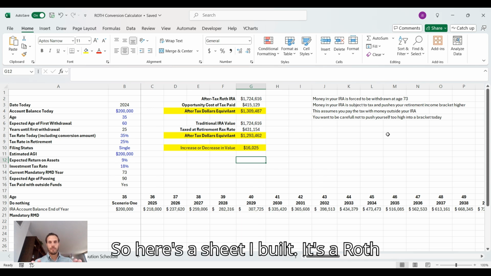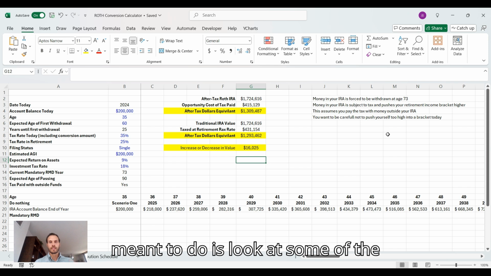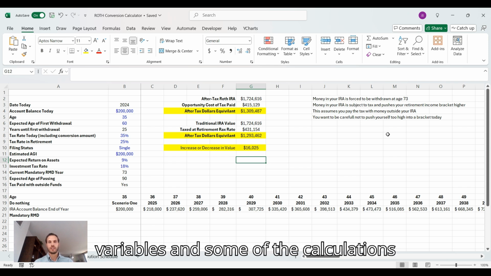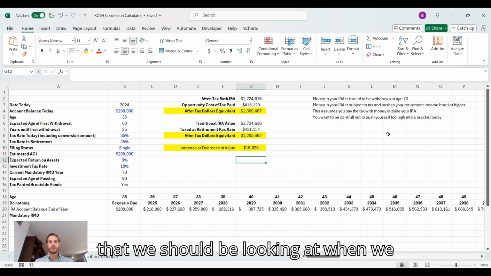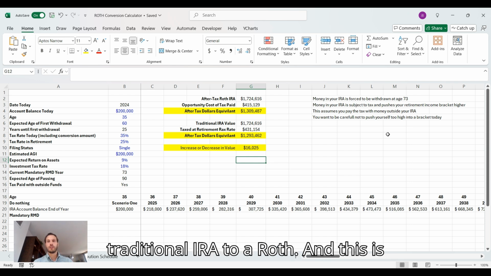So here's a sheet I built. It's a Roth conversion calculator. And what it's meant to do is look at some of the variables and some of the calculations that we should be looking at when we decide to convert your money from a traditional IRA to a Roth.